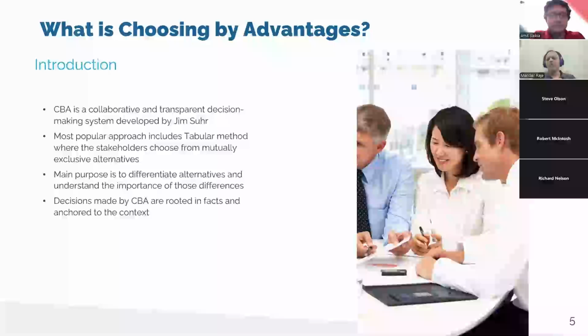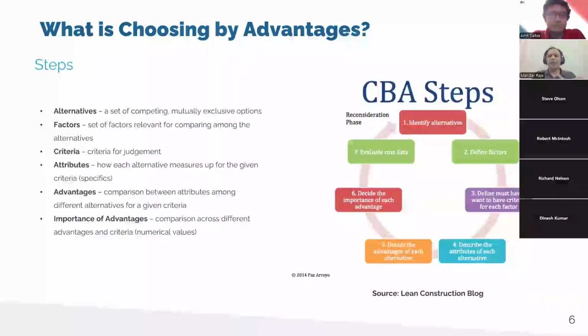And just to complete it, CBA decisions are rooted in facts, right? You are looking at alternatives and their advantages, not just focused on cost. And they're anchored to the context. That is to say, the decision I make in one context may not be the same decision I make in other contexts, and so on. So that's a quick intro to choosing by advantages.